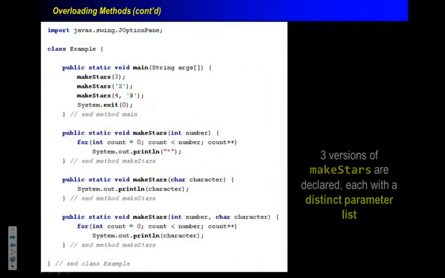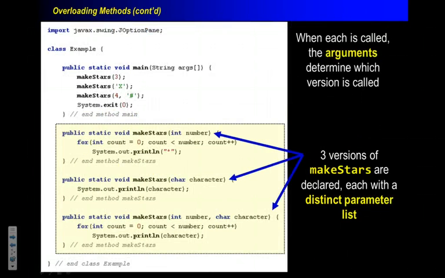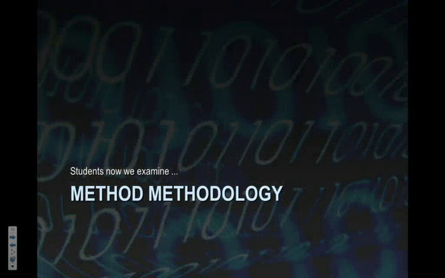And in the notes, I have the example of that as well. I have it with three different versions of makeStars. makeStars with an integer, makeStars with a character, and makeStars with an integer and a character. That works. You can also make parameters that have, as long as they're different, right? So this one, as long as there's none that are the same, then you're fine. You could have actually also made one called makeStars that had a character and an integer, because that would be in a different order, and it would be okay. Okay, that would still be a different version of that method.